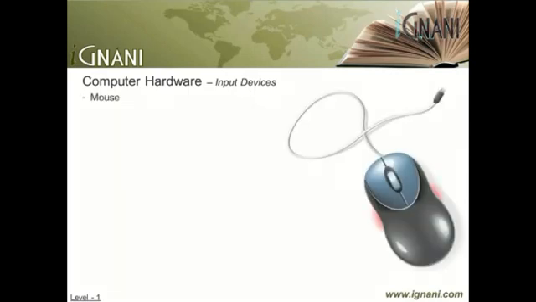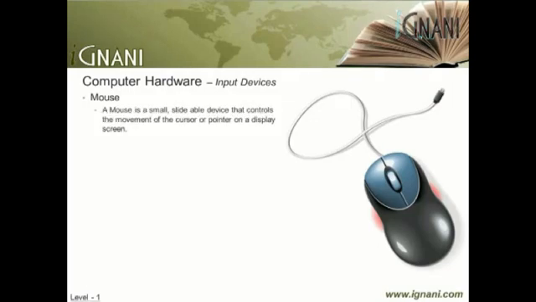Mouse. A mouse or mice is an example of pointing devices. In this picture, you can see a typical modern-day mouse. A mouse on a computer is a small slidable device that controls the movement of the cursor or pointer on a display screen. Users can hold and slide around to point at and click on, and sometimes to drag objects on screen in a graphical user interface using a pointer on screen.